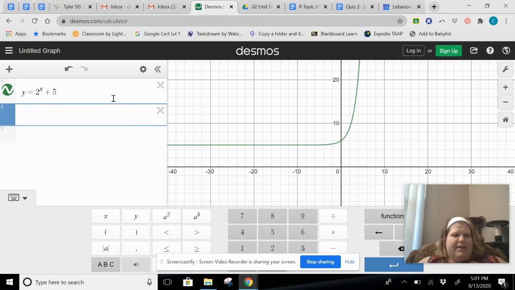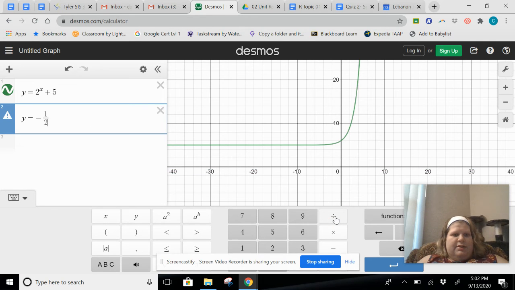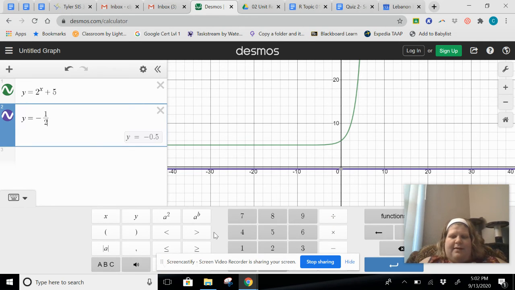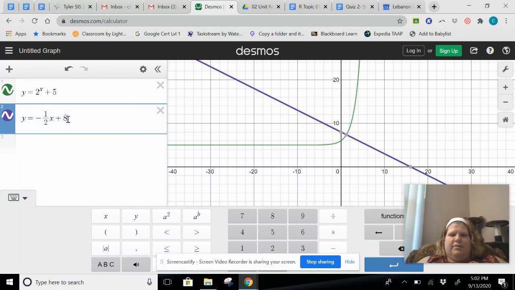I'm going to hit enter so it gives me another bar. This time I'm going to put y equals negative 1/2. Notice down here it does not have a fraction, but that's okay. I'm just going to put 1 divided by 2, because that makes the 1/2. Then I'm going to hit the arrow to move over, and I'm going to hit x plus 8. So here I have my second equation and my first equation.